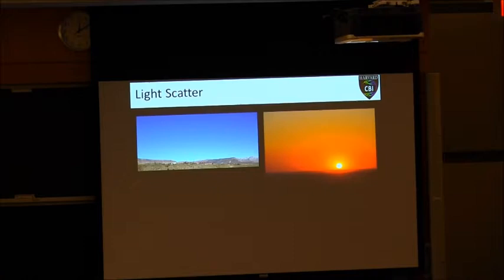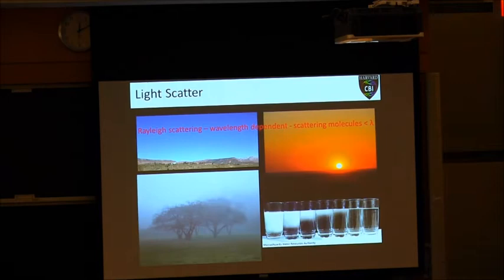So this is kind of the traditional high school definition of light scattering. In physics, it's often referred to as Rayleigh scattering. And the key here is that this is wavelength dependent, so you're going to scatter blue light more than you're going to scatter red light. And it's due to scattering molecules that are much smaller than the wavelength of light. Okay? So these are my New England pictures.